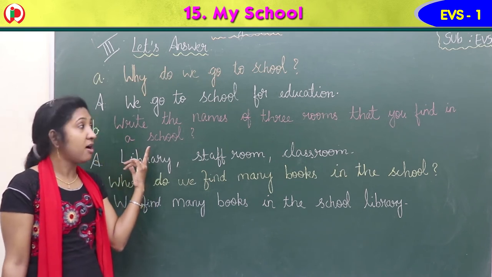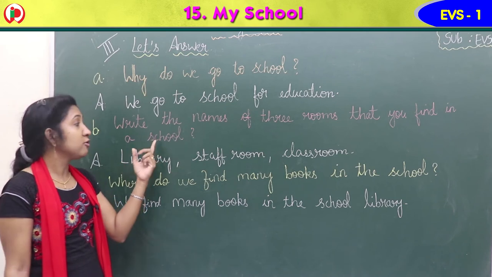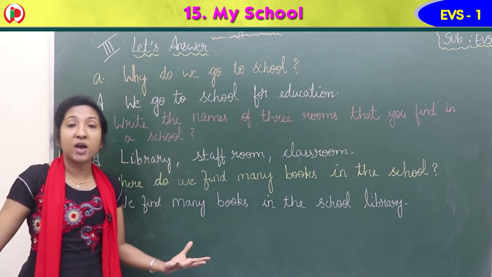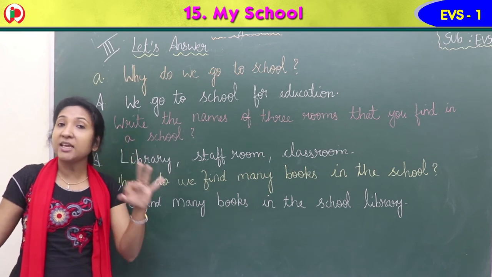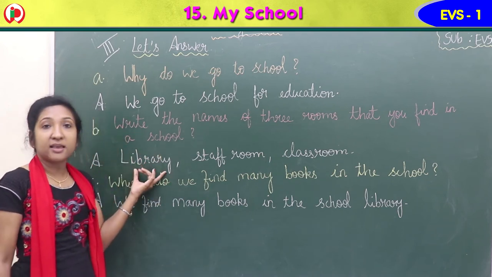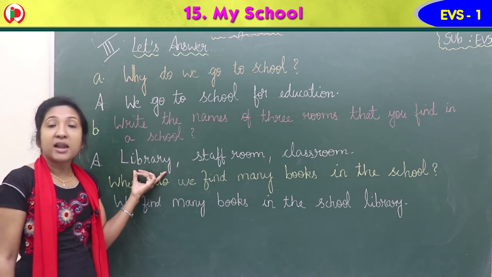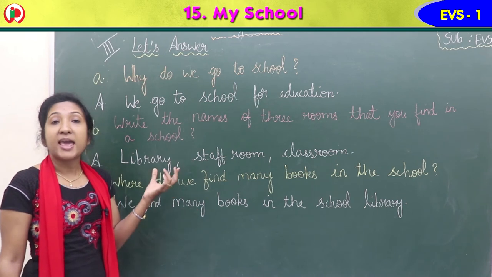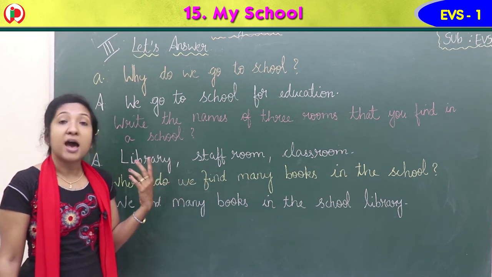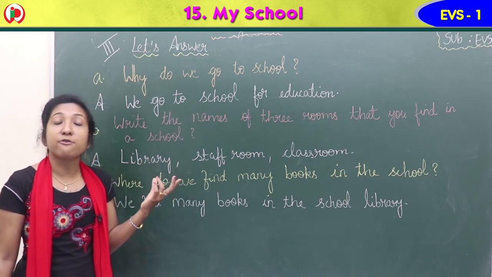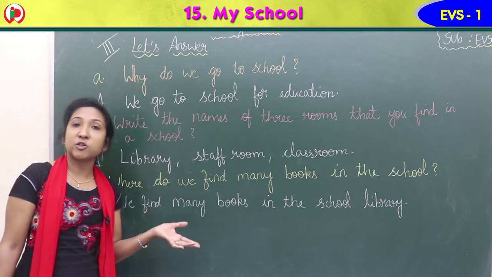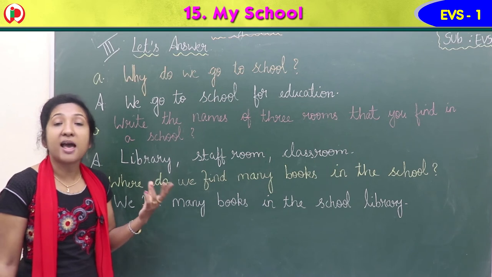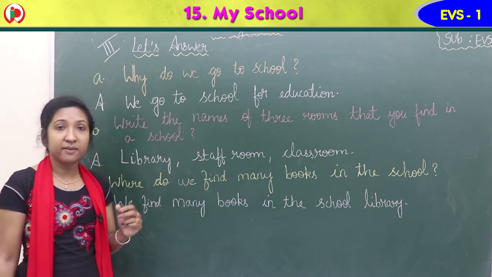Second question, question B. Write the names of 3 rooms that you find in a school. There are many rooms in the school. You have to write the name of any 3 rooms. Library, L-I-B-R-A-R-Y, library, comma, staff room, S-T-A-F-F-R-O-O-M, staff room, comma, classroom, C-L-A-S-S-R-O-O-M, classroom. 3 rooms. Okay.